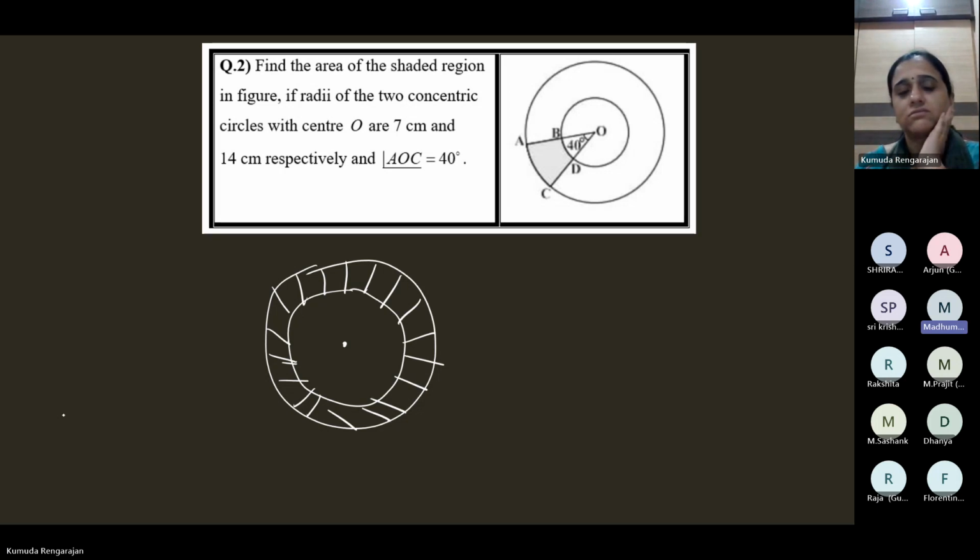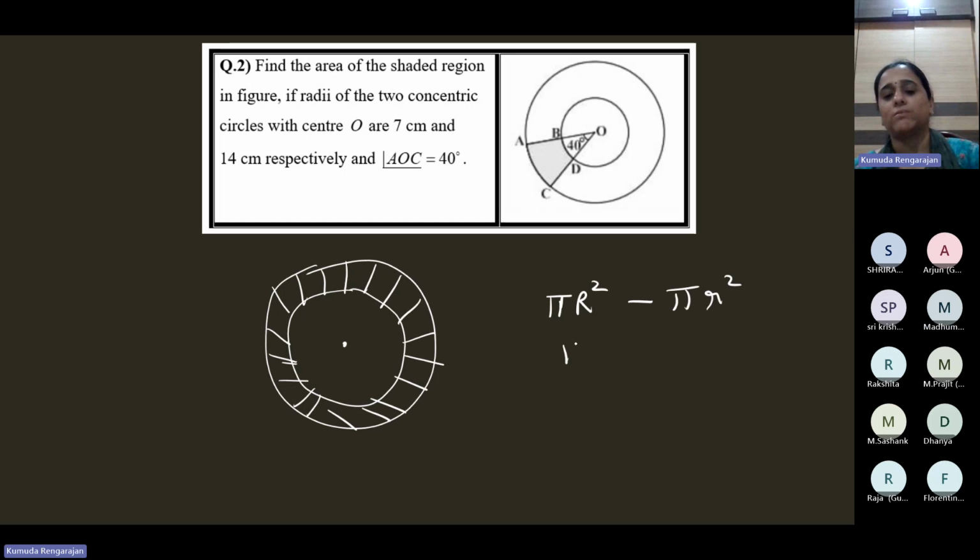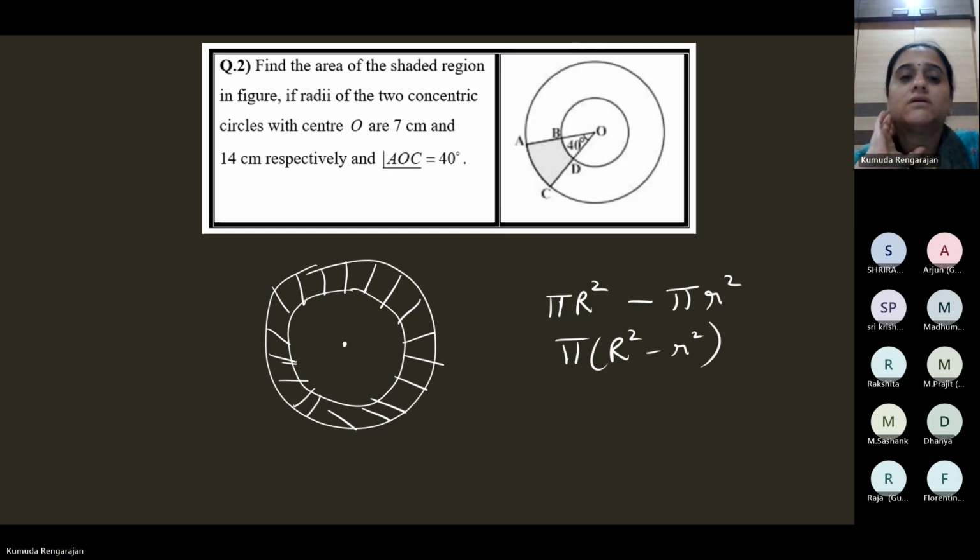Ma'am, area of the bigger circle minus area of the smaller circle. Yeah, what's the formula to find the area of the bigger circle? Pi R square, capital R square. Minus pi small r square. Very good. So pi common, R square minus r square. So pi times R square minus r square is the formula to find the area of a ring. Area of a ring is equal to pi capital R square minus small r square.